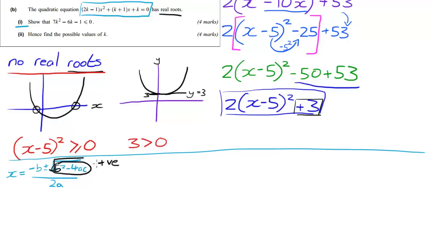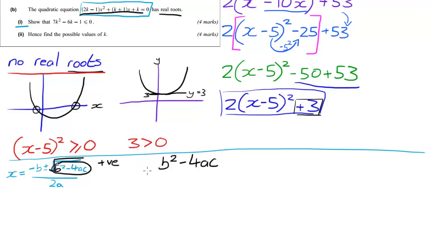This under the square root is positive. If it was negative, then we would have no real roots. Okay, then it would just come up here. But because it's positive, we are saying that we have 2 points of intersection. So let's do b squared minus 4ac for this equation here.